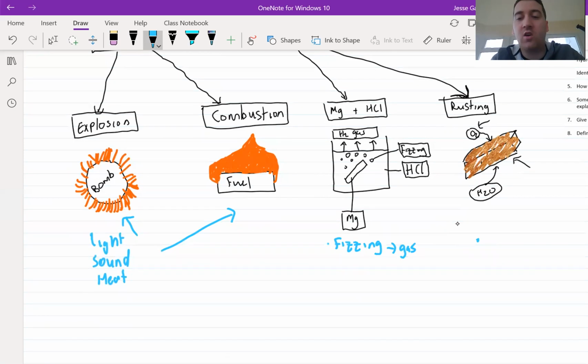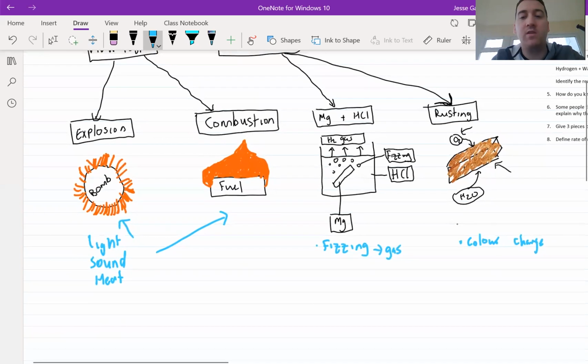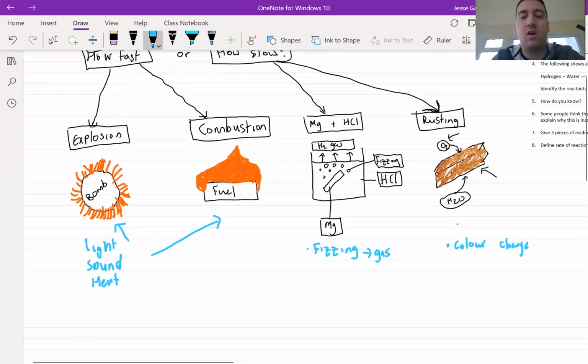And in this one, a color change. We're going from the gray color of iron to the dark brown color of the rust. So we've got a color change happening, another piece of evidence that a chemical reaction is occurring. Okay, so these are evidence that chemical reactions are occurring.